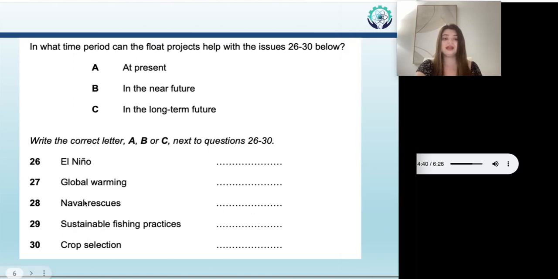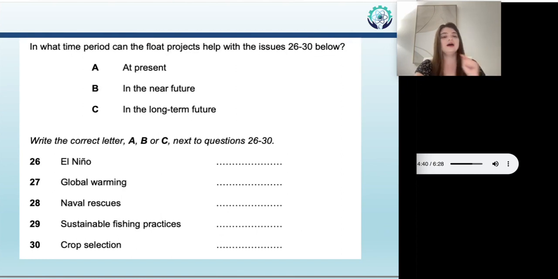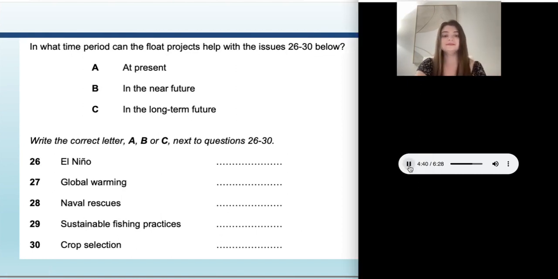Okay. So naval rescues, right? Advising the Navy on search and rescue missions. That's in contrast to in the near future, that's also at present. So that one, sorry, that one is going to be A, at present. Okay, moving on. Also, since it said they're very upfront, that's happening right now. Well, there you go. Right now means the present.